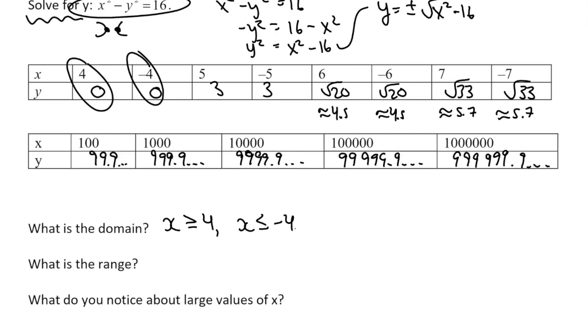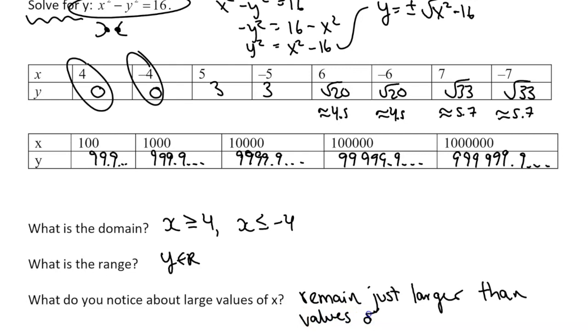And then you could say, well, what would happen with the range? Well, it's going to go up and down forever. So you could say y would be all real numbers. And what do you notice about very large values of x? If you're to describe this, I would say something along this line. You could say they remain slightly larger than values of y. So therefore, there's some sort of asymptote behavior that's happening, and we can start to explore that in our upcoming examples. That's just sort of a preview right there.